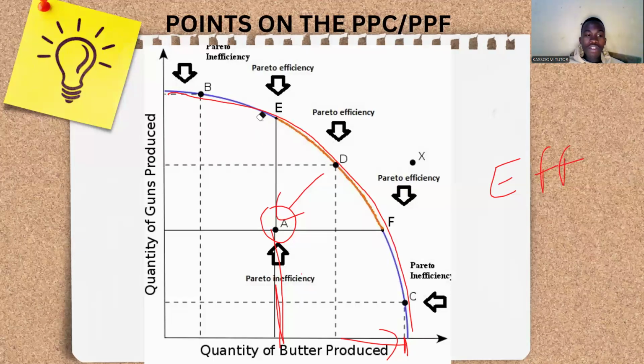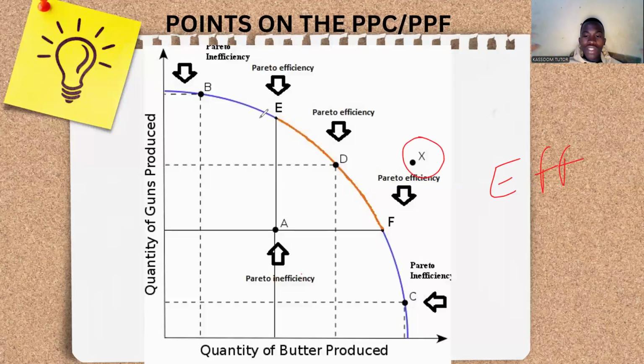Now, points that are found outside the PPC, like point X, that is a good point. We're producing a lot at that point, but can we produce at that point? No, we can't. We do not have enough resources. Our resources are not adequate to help us produce at that level. So we cannot produce at this level. So this point is called desirable. We desire it, but it is unattainable.